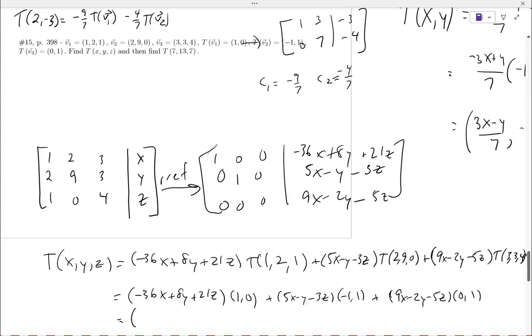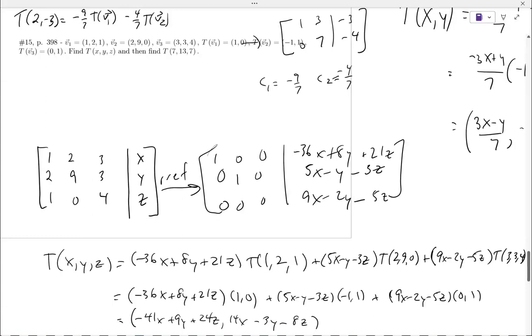Your first component here will have negative 36x minus 5x is negative 41x, and then there's nothing in the other one, so I get a negative 41x. 8y plus y gives me a 9y. 21z plus 3z gives me 24z. And then for the second component, there's no second component. I mean, this one just gives me a 0 when we do the multiplication. So I only need to look at the last two. 5x plus 9x is 14x. Minus y minus 2y is minus 3y. Minus 3z minus 5z is minus 8z.